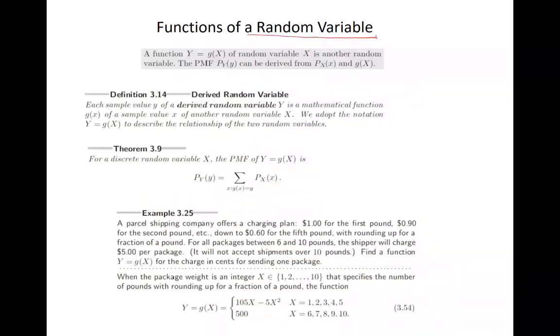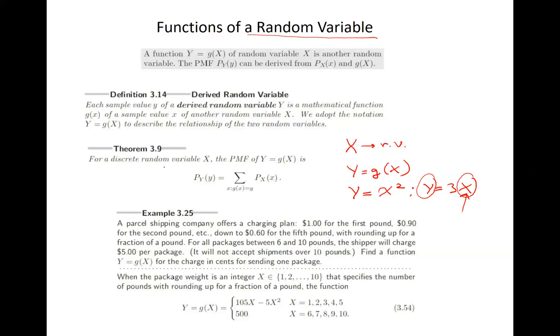Functions of a random variable. We can define new random variables using a random variable. Let's say x is a random variable. Then I can define another random variable y, which is a function of x. For example, I can write y equals x squared, or y equals, let's say, 3x. So whenever we got a random variable here, we may have another random variable derived from this one.